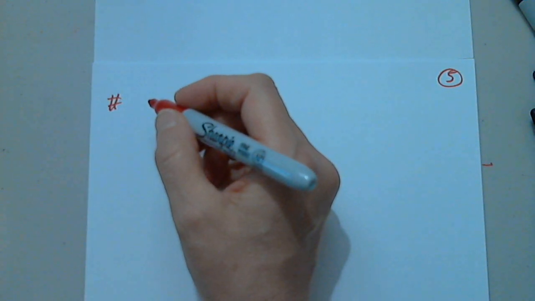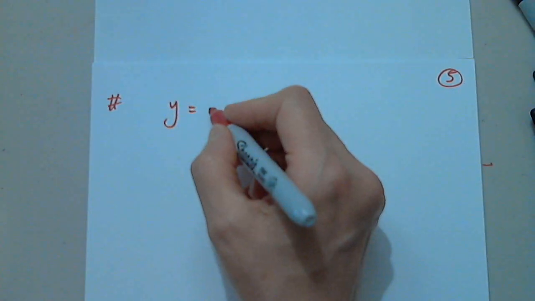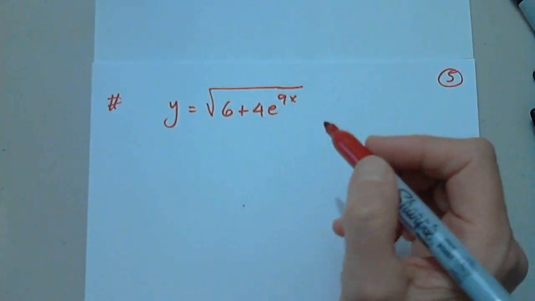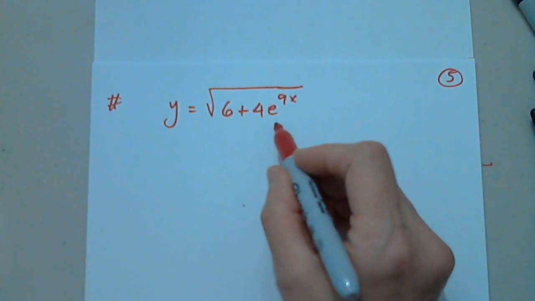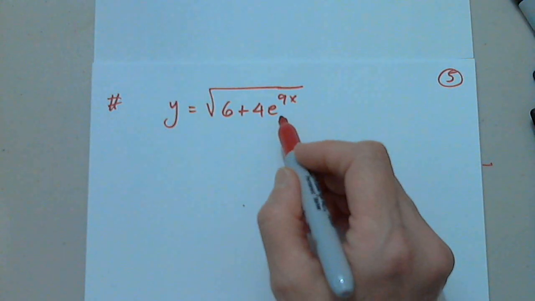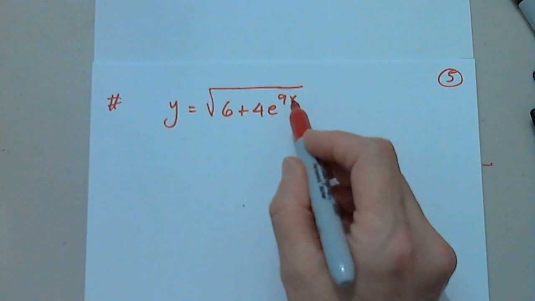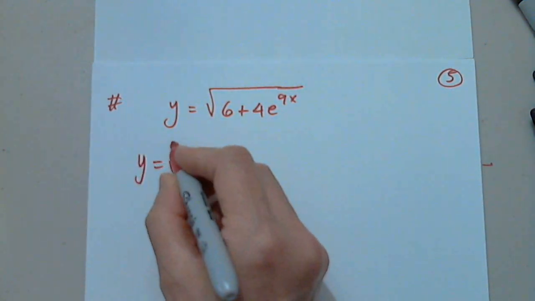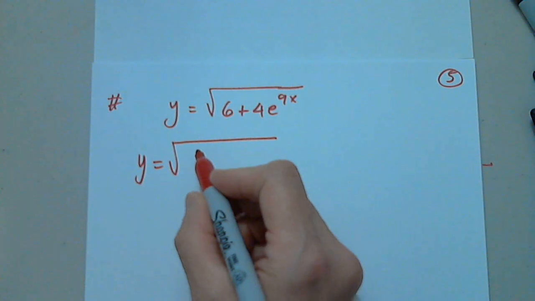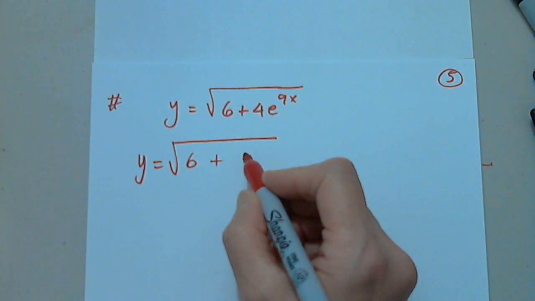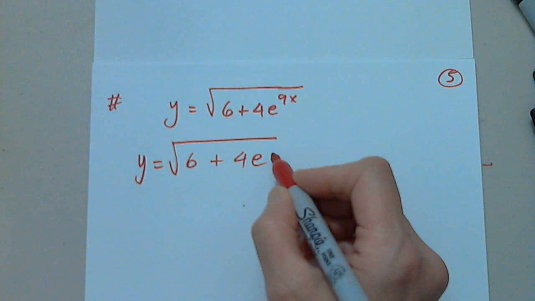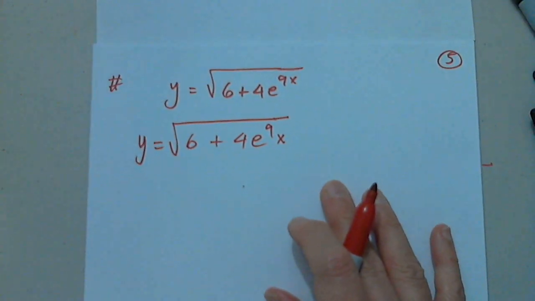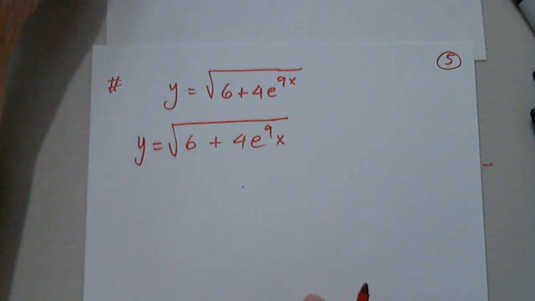The first is y is equal to the square root of 6 plus 4e to the 9 times x. The x is down, not an exponent. It's not to the power of anything. It's just down. So let's write it again. y equals the square root of 6 plus 4e to the 9th power, then times x. Okay, perfect. So what are we trying to do?